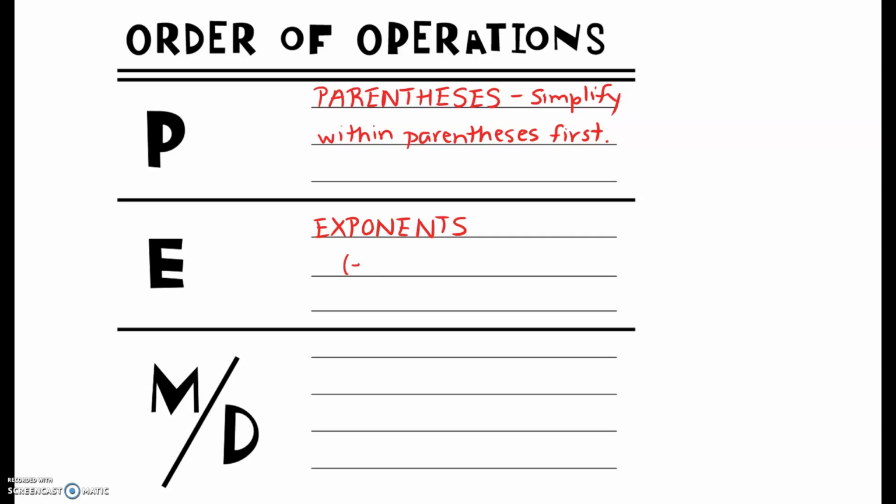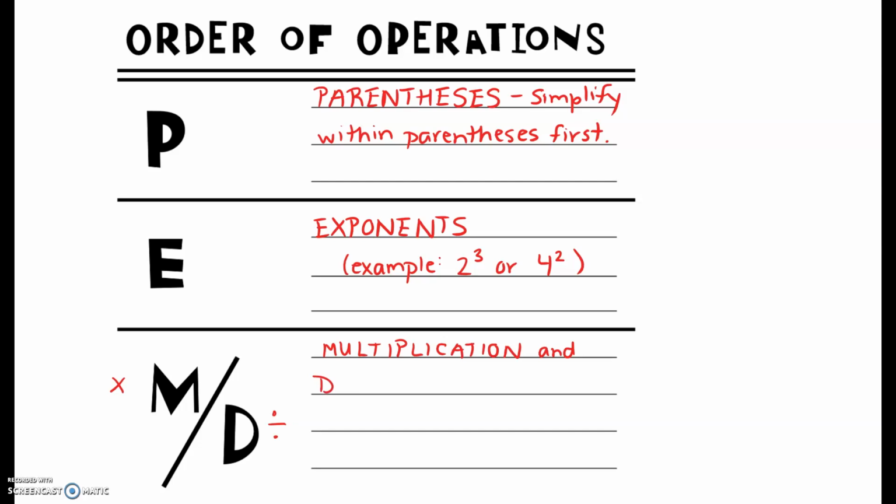For example, if we have 2 to the third power or 4 to the second power, those things must be simplified before we can move into the next phase of the order of operations. M and D stand for multiplication and division. So there's a reason why they're written on the same line here.